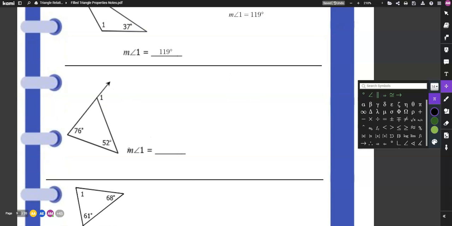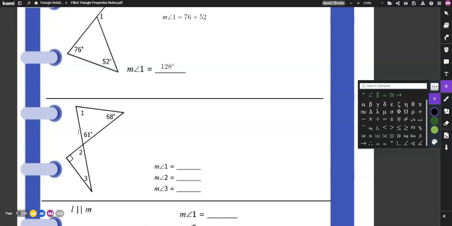All right. Next one. Now we have a remote exterior angle. Remember, it's going to be equal to the sum of the interior angles. So in this case, we're going to say that the measure of angle 1 is going to be equal to 76 plus 52. And 76 plus 52 is 128. And remember, we're going to use degrees because that is our unit of measure here.